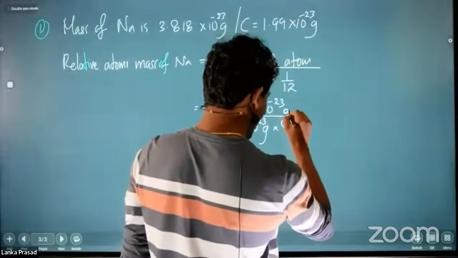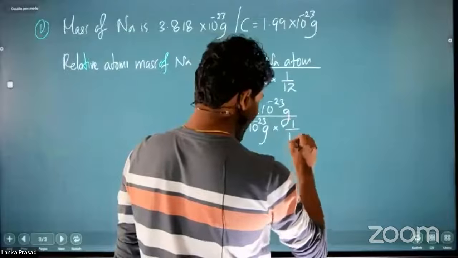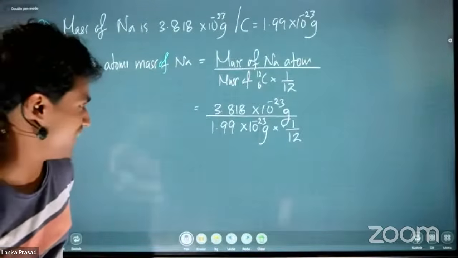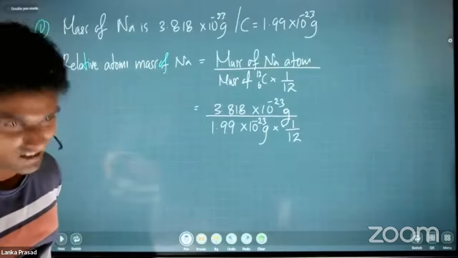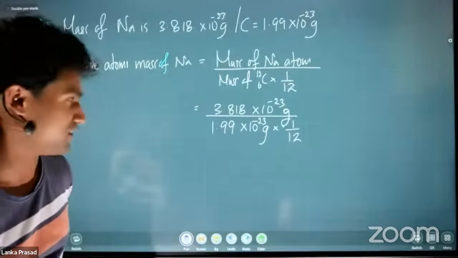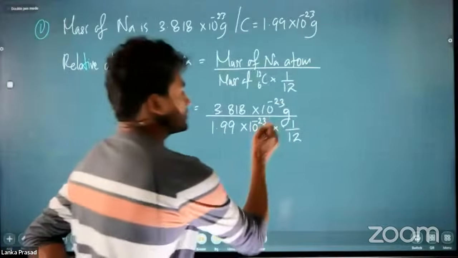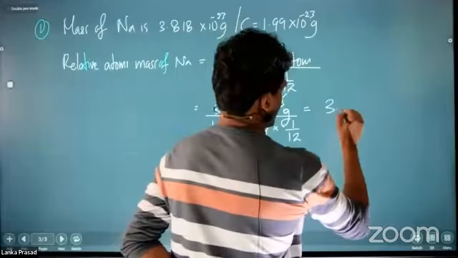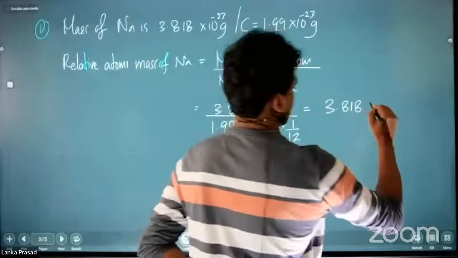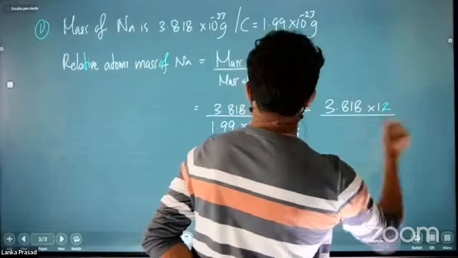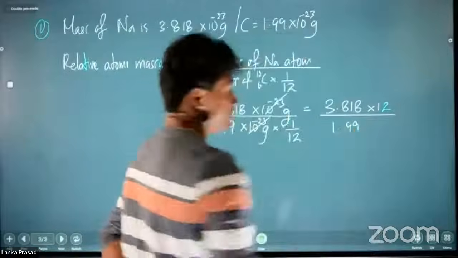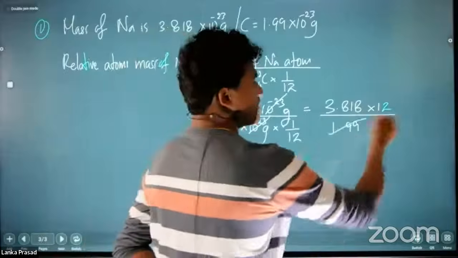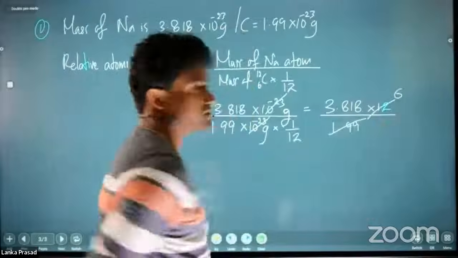But the normal way is that, no? Yes, right. Now, no need to hardly simplify that, right? That's an easy method. So what is the easy method, sir? Minus 23 gone. Then 3.818 times 12 divided by 1.99. 1.99 is very similar to 2, right? So then it's 6.